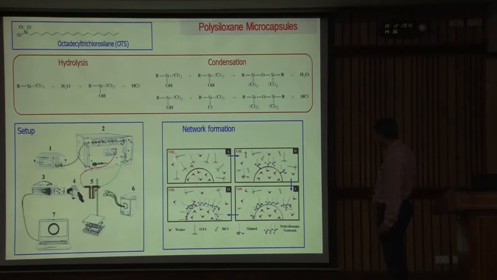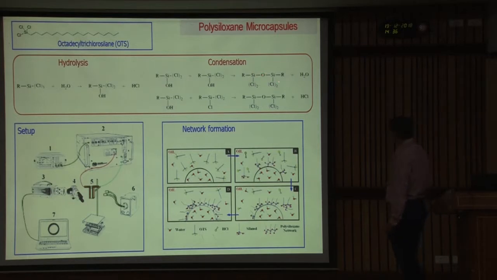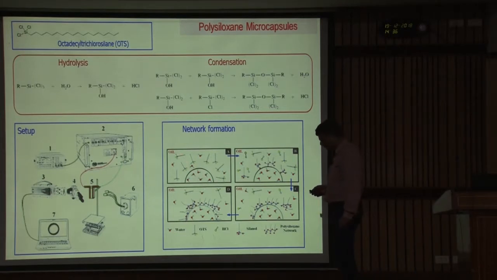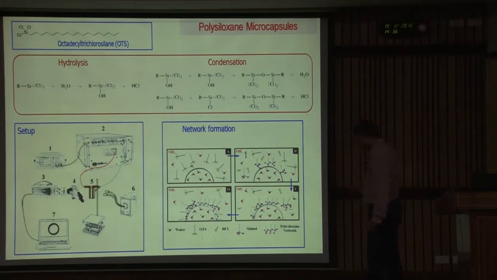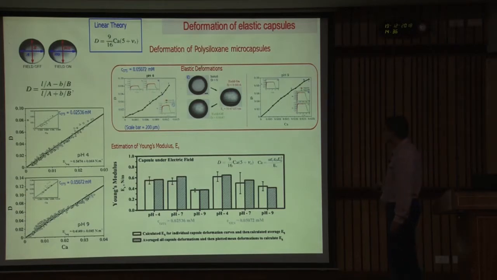You have the OTS surfactant molecules which migrate to the interface because of their surface activity, and then these reactions take place. Okay. So you have the trichlorosilanes getting hydrolyzed to silanols, and then these silanols can undergo condensation to form a crosslink. Okay. And so essentially you have these crosslink networks which form an interfacial skin at the oil water interface. Okay. And that's what we would call a capsule. It's a water in oil capsule. Okay. And so now you can estimate elasticity and maybe compare it with some other methods in the literature.